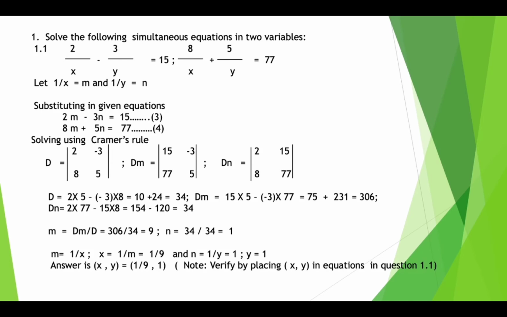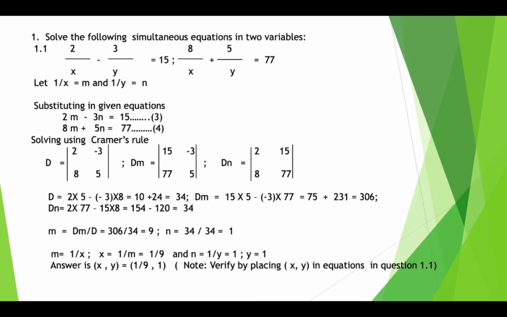You can calculate m, you can calculate n. Since m is equal to 1 upon x, x is equal to 1 upon m, which is equal to 1 upon 9. n is equal to 1 upon y is equal to 1, therefore y is equal to 1. Answer is x, y: 1 upon 9, comma 1.